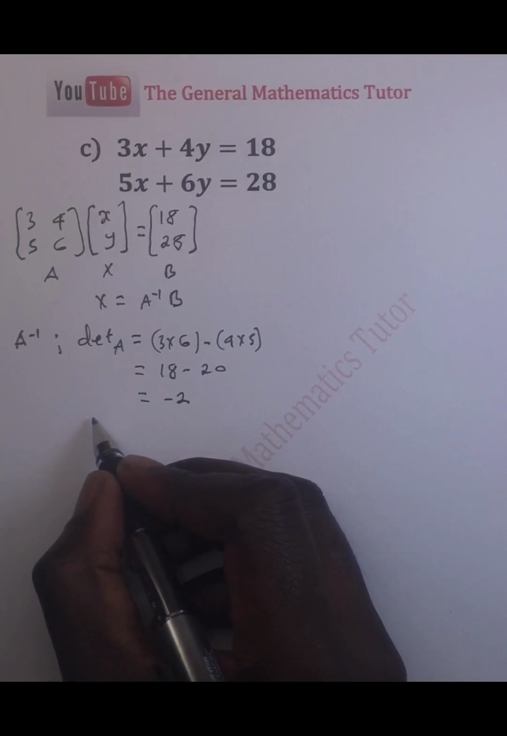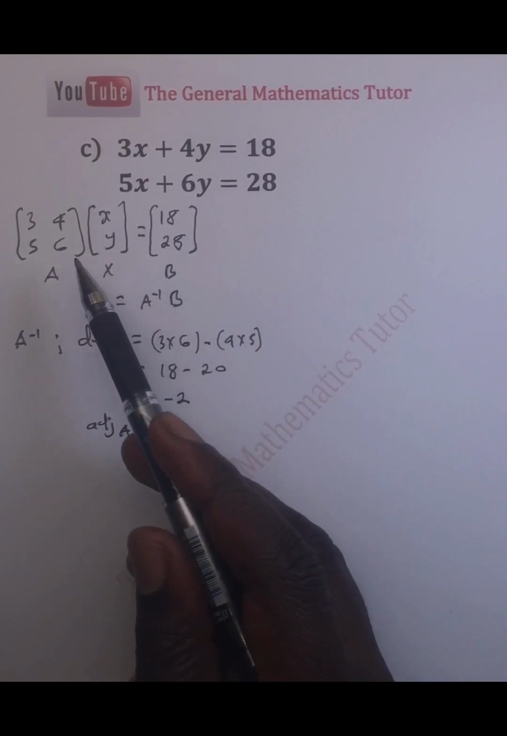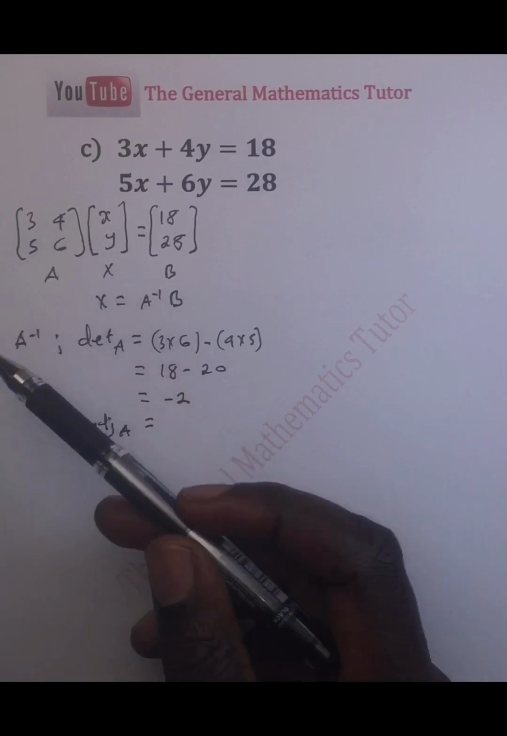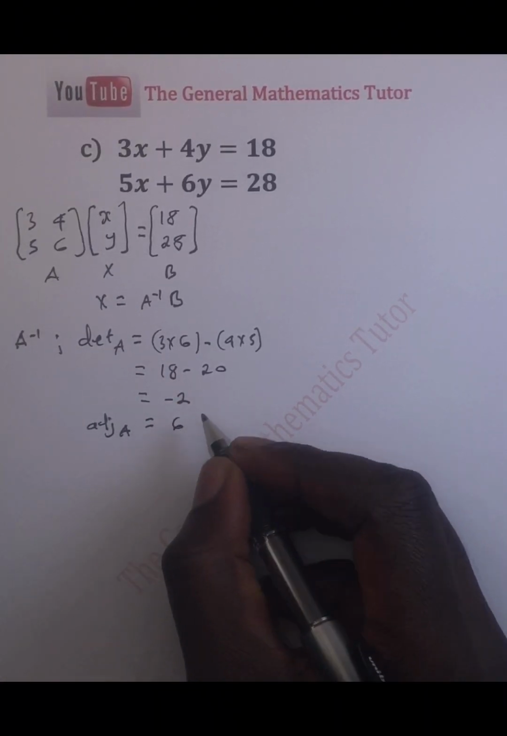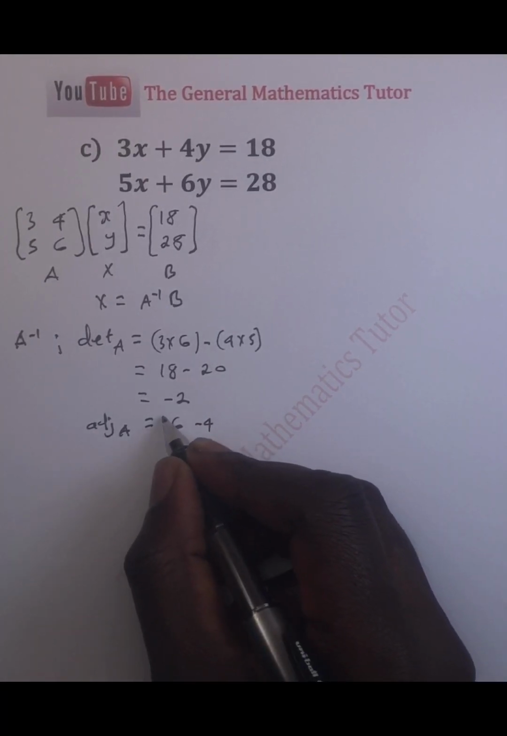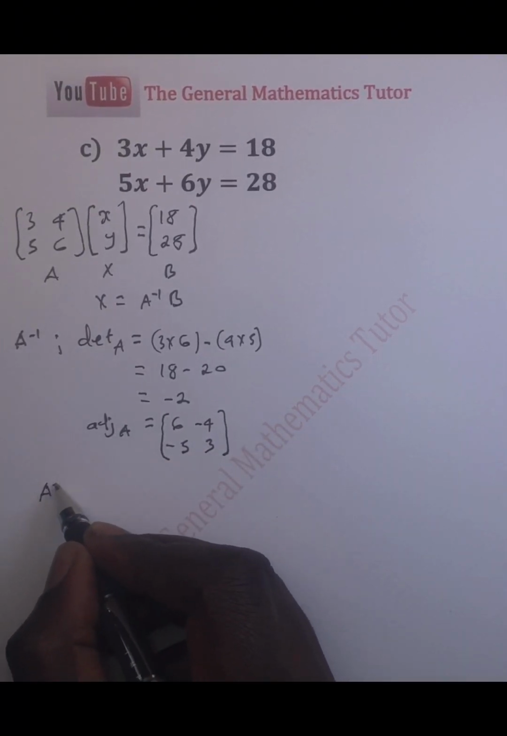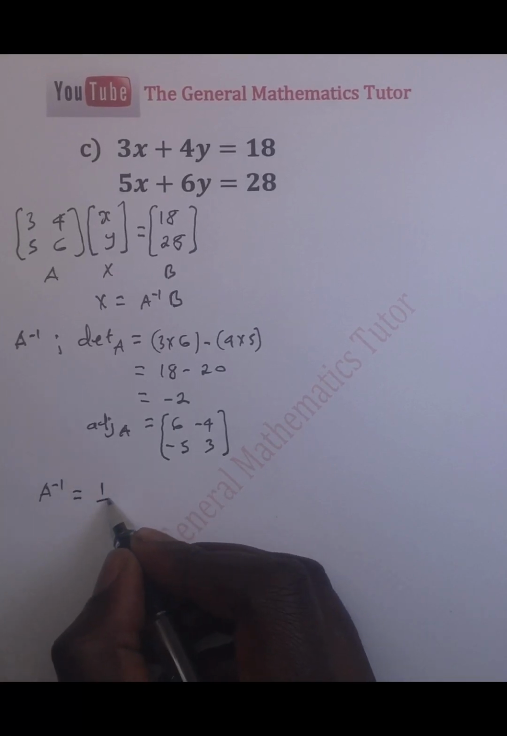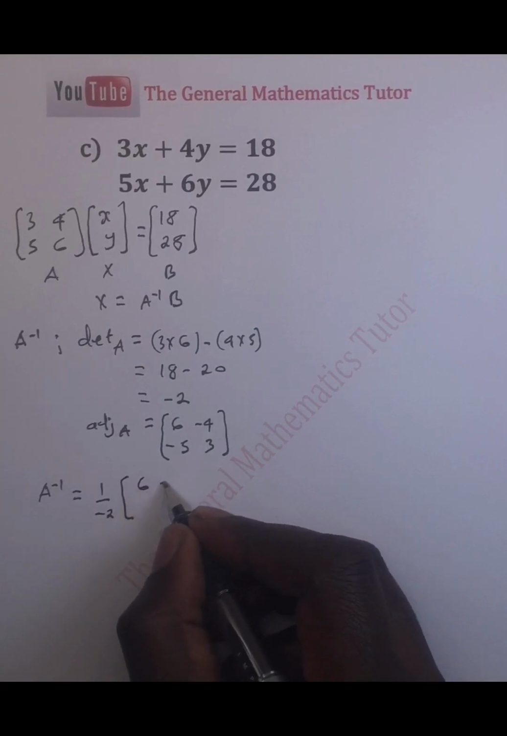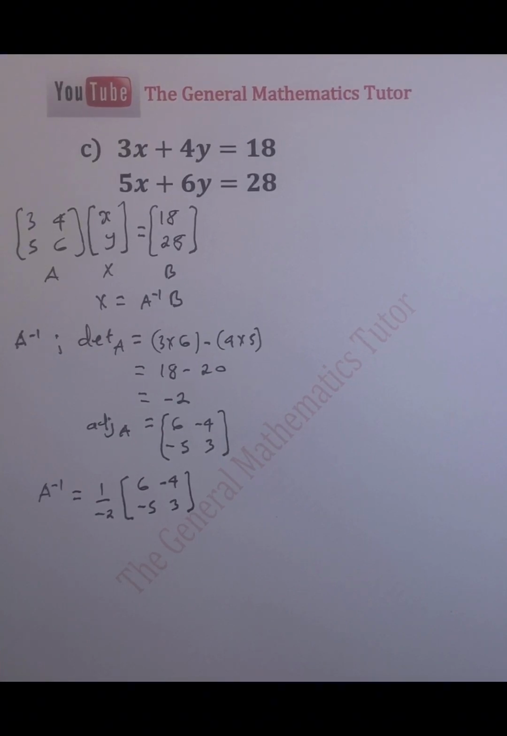Then the next thing we need to obtain is the adjoint of A. So the adjoint is just switching the main diagonal and changing the signs of the other diagonal. So it means we'll have 6, we'll have negative 4, we'll have negative 5, and 3. If that is the case, we can now obtain the inverse of A by taking 1 over the determinant. Our determinant is negative 2 into 6, negative 4, negative 5, 3. So that is the inverse of A.